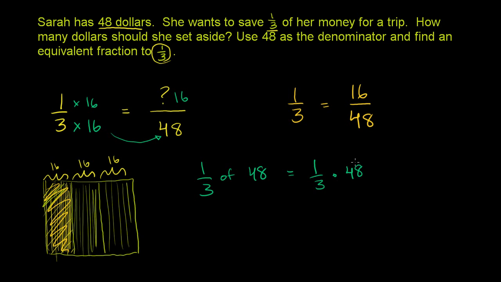And when you multiply, let me write it like this. One-third times 48, and we could rewrite 48 as a fraction, 48 over 1. It literally represents 48 wholes. And when you multiply fractions, you can just multiply the numerators. So 1 times 48 is 48. And we'll see this in more detail in the future. Don't worry about it if it confuses you. The denominator 3 times 1 is 3. And 48 divided by 3, or 48 thirds, is equal to 16. So 1/3 of 48 is 16. Or 16 over 48 is 1/3. Hopefully that makes sense to you.